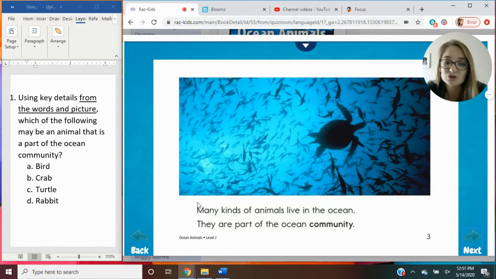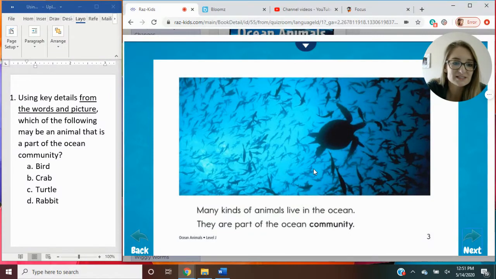So it wants you to look at the words and the picture to figure out which animal might be part of the ocean community. Okay, let's listen to the words one more time and listen for those animals that might be part of the ocean community. It says many kinds of animals live in the ocean. They are part of the ocean community. So the words don't help us too much here. Let's use the picture this time to figure it out.